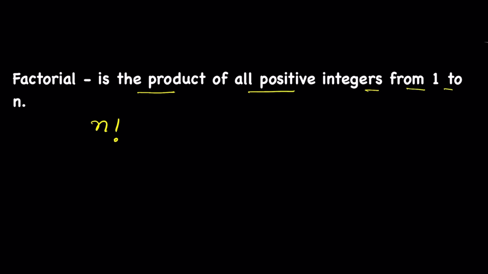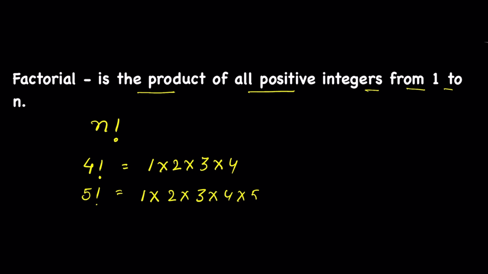So if we have 4 factorial, this is equal to 1 times 2 times 3 times 4. 5 factorial is 1 times 2 times 3 times 4 times 5. So from 1 till n, where n is 5 or n is 4. So this is called factorial.